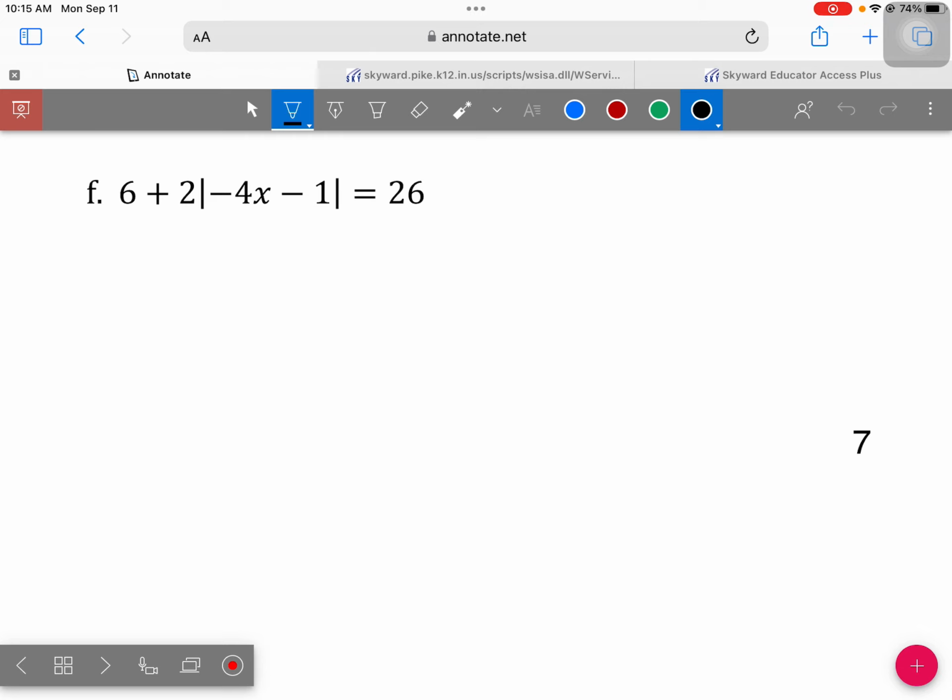Again, the key is you want to isolate that absolute value and make sure whatever you do to one side, you do to the other.